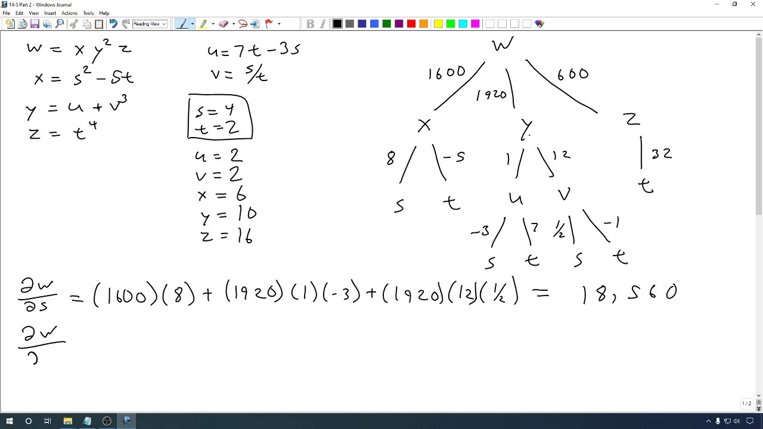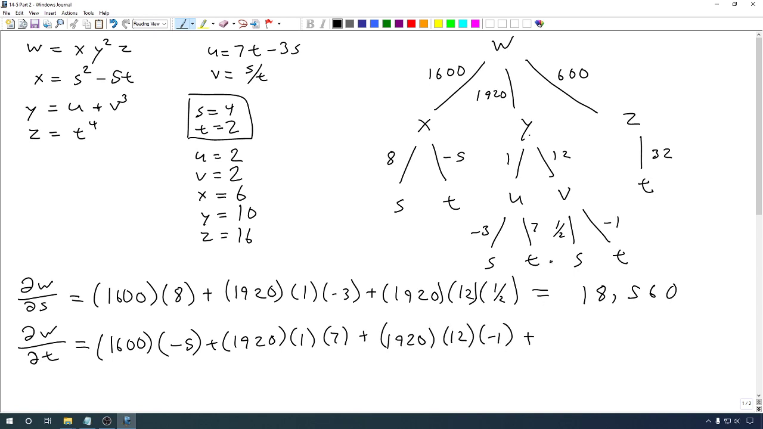We do the same thing for W with respect to T. This time we have 4 different T's on the bottom that we need to worry about. So first we do 1600 times the negative 5. We have the 1920, the 1, and the 7. We have the 1920, the 12, and the negative 1. And this time we do have to worry about the t over here by the z, so we have 600 times 32. And this actually gives us a fairly clean 1,600.